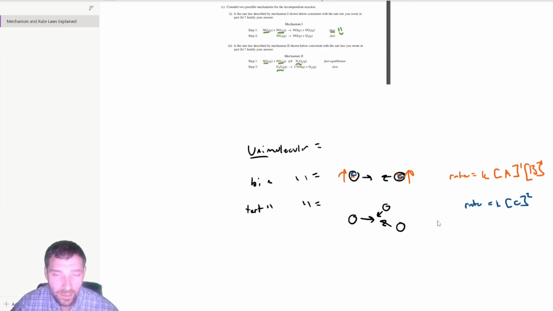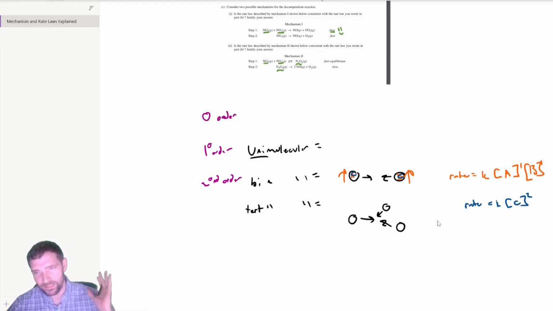If you have two different things, you can think about these unimolecular being the first order. So this is going to be your first order. This is going to be your second order. And then you can also have zero order, which is going to be like maybe something is catalyzed, but it only has so much catalyst available. So it doesn't really matter if you increase the amount of stuff, it's just going at the rate it's going at.